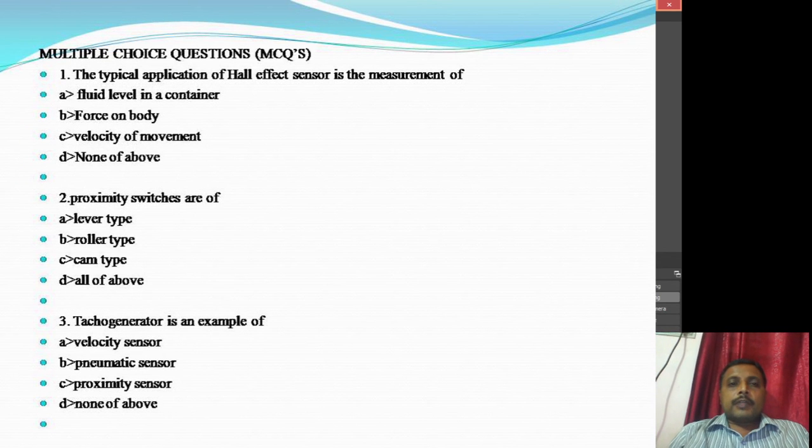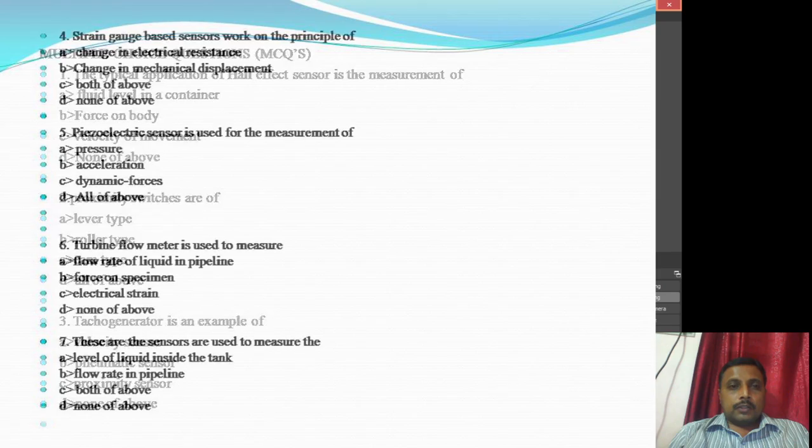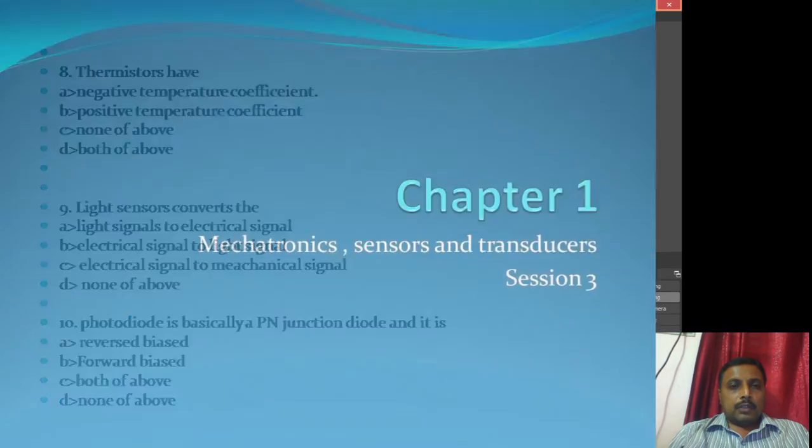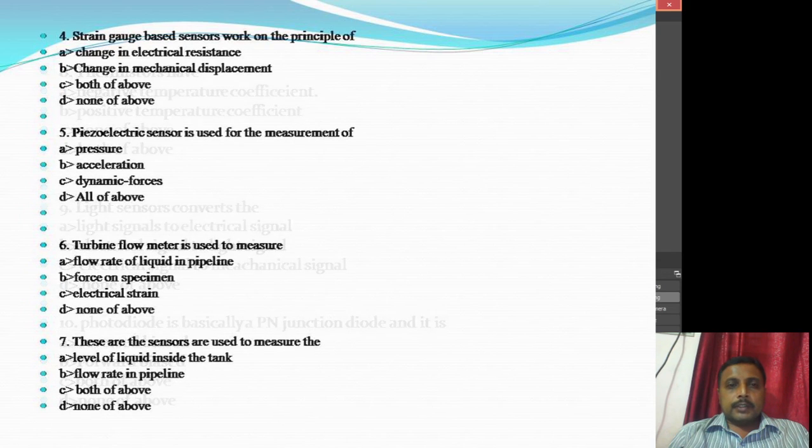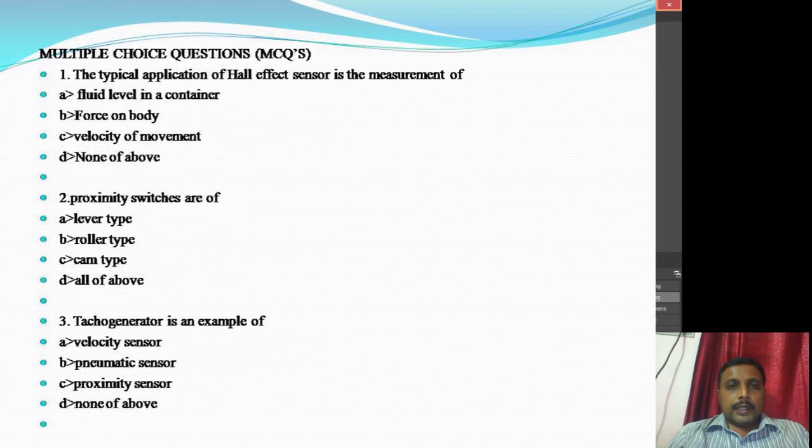There are further multiple choice questions, around 10 of them. You can probably work on these slides. By looking into the slides, you can check on these multiple choice questions and try to answer them. Okay, thank you for your patience.